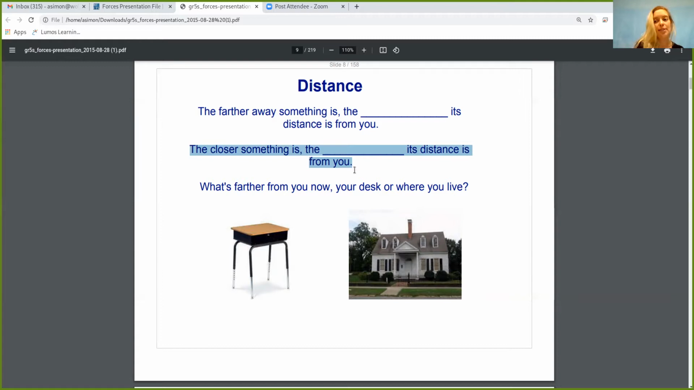Now this next question might seem a little strange because obviously you guys are at home. So what's farther from you now, your desk or where you live? Okay. So many of you might say your desk is farther from you. The desk that you have at school is going to be farther from you than where you live. But my people in person are going to say that their desk is closer to them than their house. So again, the farther away something is, the greater its distance. The closer something is, the shorter its distance.